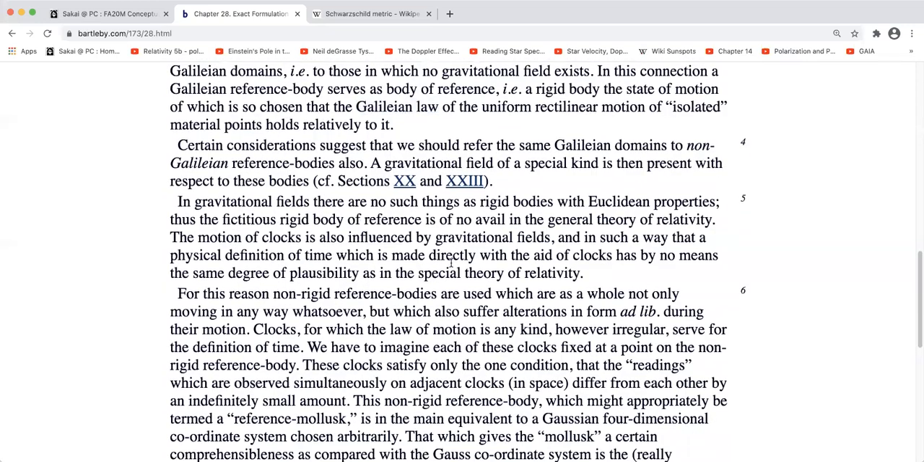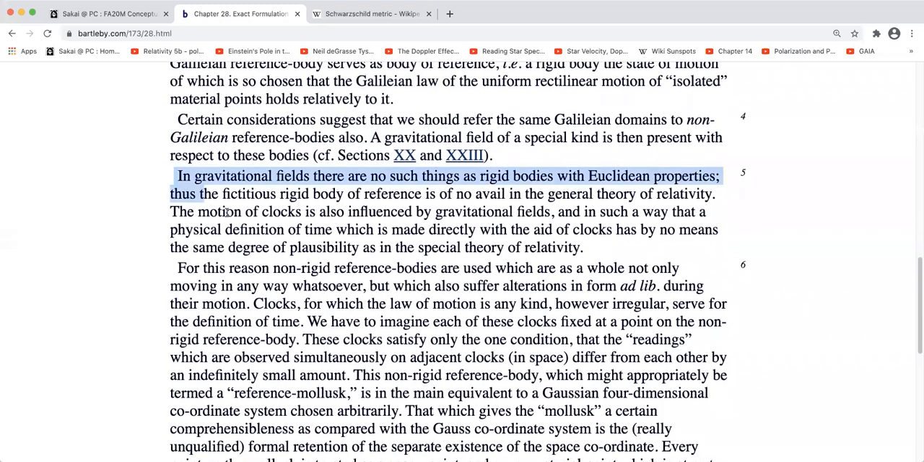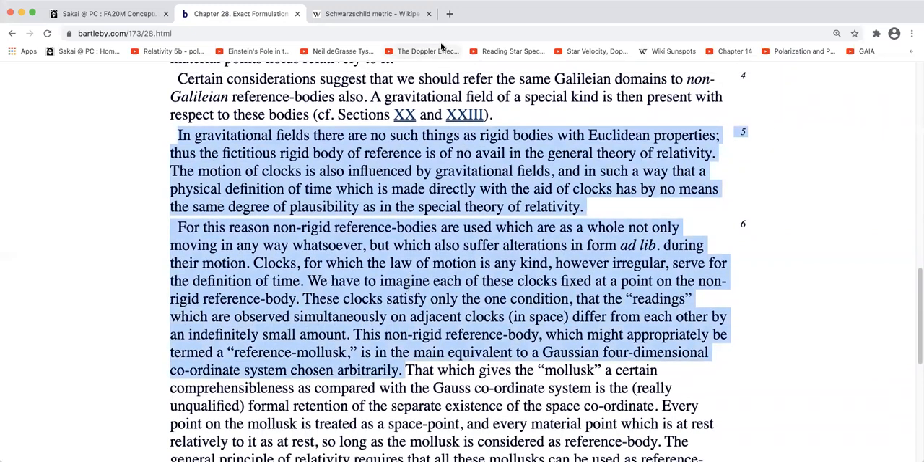Let's see. Look at one other thing here. Let's see. Jackson, are you with us? Yes, I'm here. Thank you. Would you mind reading the text in blue, please?